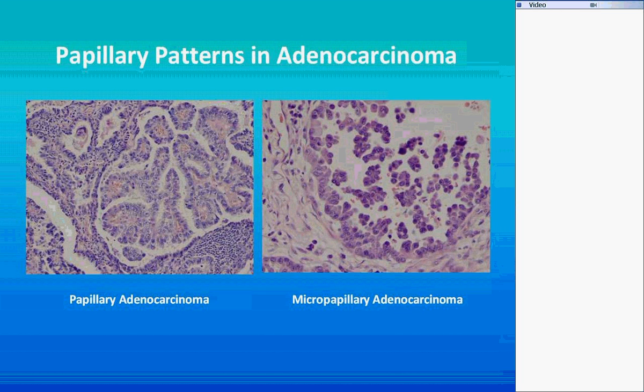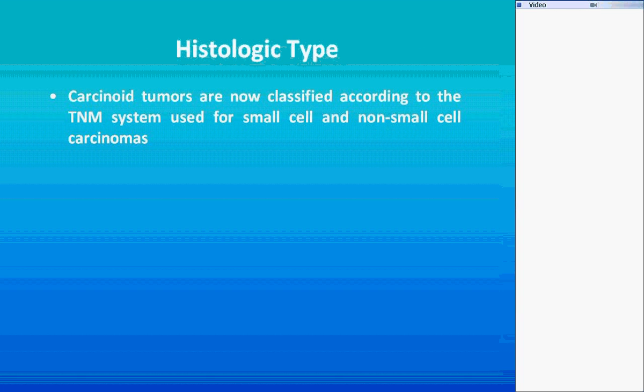Just to remind you that the distinction between papillary adenocarcinoma of the lung and micropapillary adenocarcinoma rests on the presence or absence of fibrovascular cores, papillary having them and micropapillary lacking those fibrovascular cores.